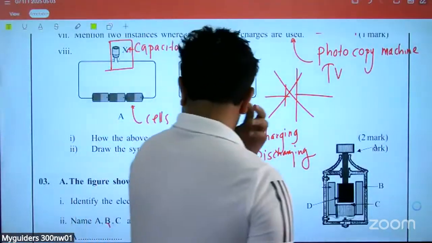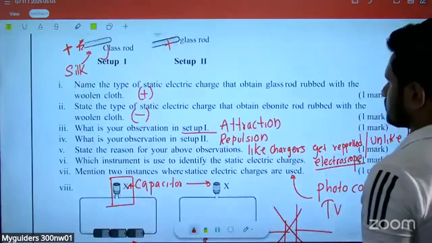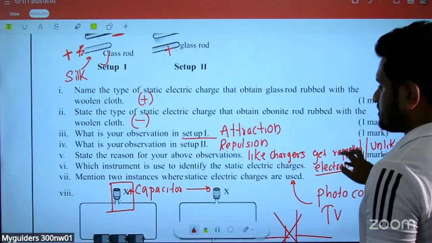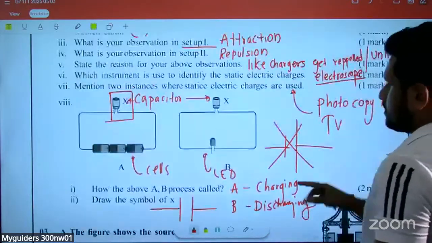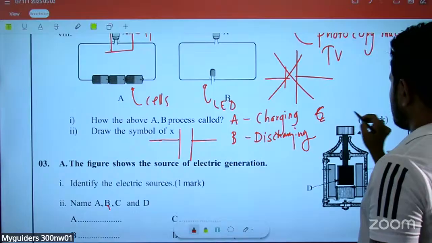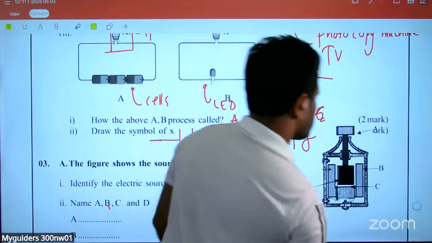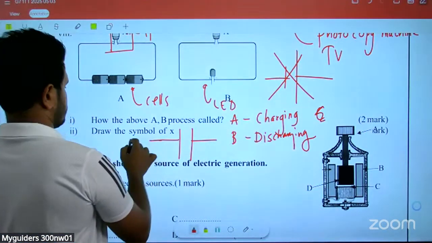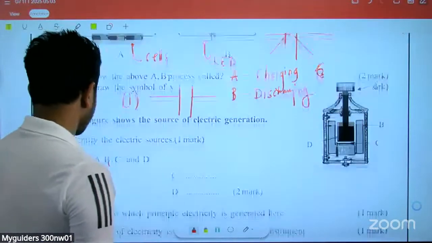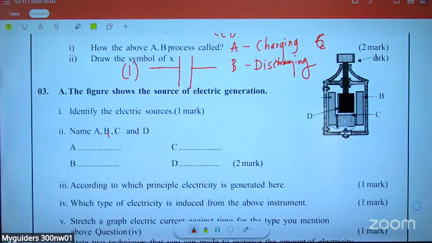So how many marks? There are marks here too, note them down. 1, 1, 1, 1, 1, 1 2 3 4 5 6, 6. 2 marks for this. 7, 8. We can have 1 mark for this. 9 marks. Nine marks.